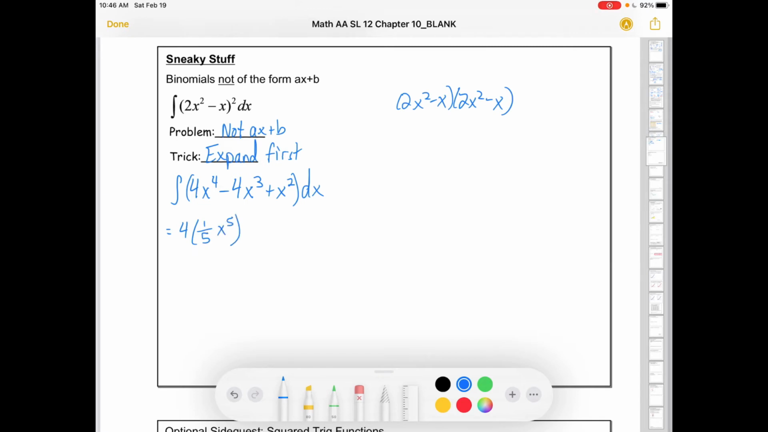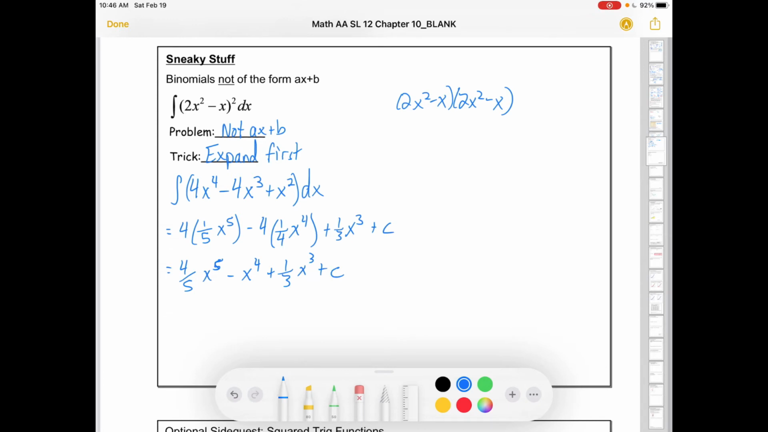Power goes up by 1, flip of the new power goes in front. Power goes up by 1, flip of the new power goes in front. Power goes up by 1, flip of the new power goes in front, plus c. So we get 4/5 x to the power of 5 minus x to the 4 plus 1/3 x to the 3 plus c.